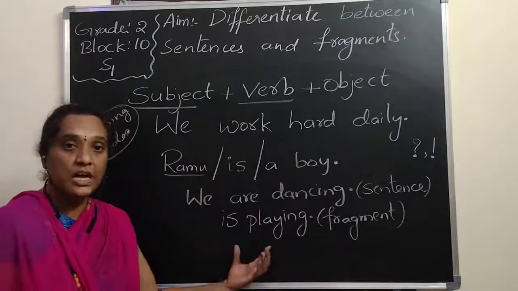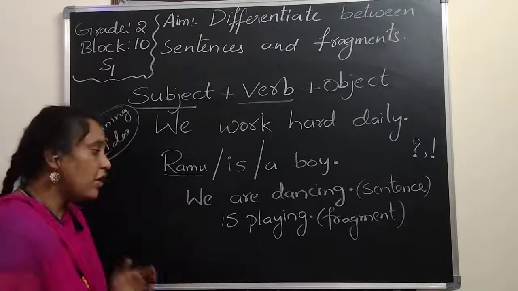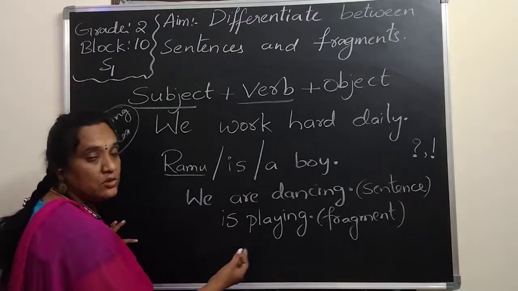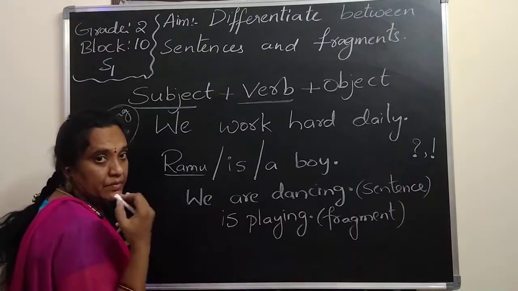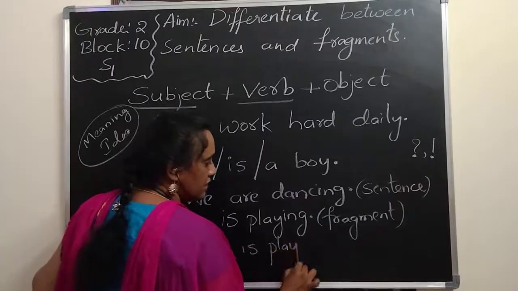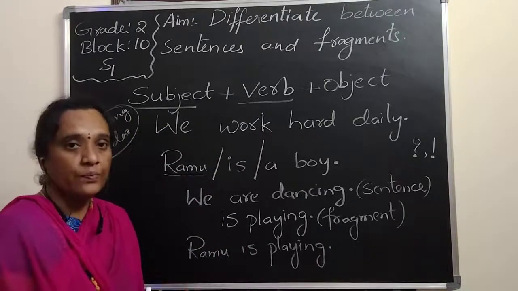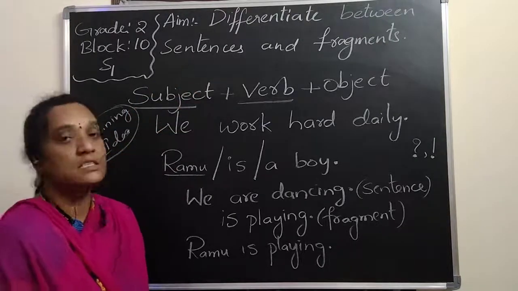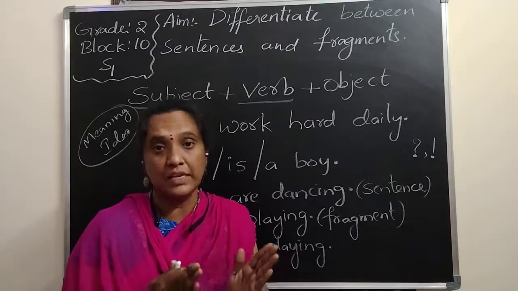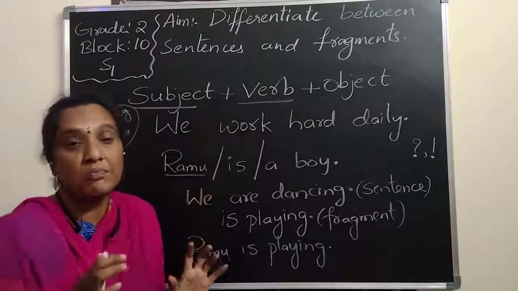Now how do I change it into a sentence? I can change this into a sentence by adding some new words, by making it meaningful. I can use a verb and subject here. The children are, so is playing. I want to use a singular person, so I can say Ramu is playing. Then it becomes a sentence. So this is a fragment and this is a sentence. In this way, you want to differentiate between a sentence and fragments. When you find some fragments, you want to add words so that they become meaningful sentences. It must contain a subject, a verb, an object, and it must have some meaning or idea.